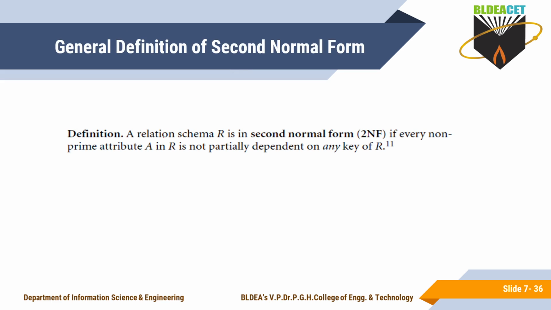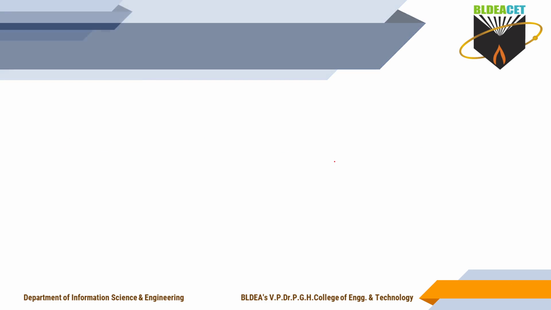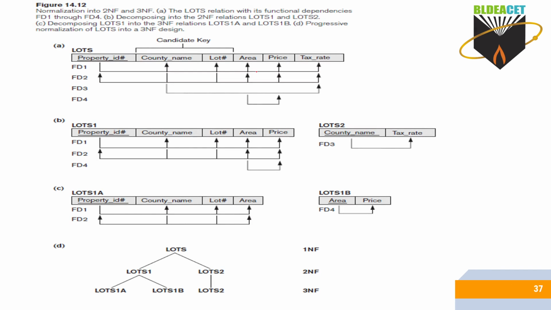A relation schema R is in second normal form if every non-prime attribute A in R is not partially dependent on any key of R. So in the full functional dependency, whatever term I used now, here you use in general that non-prime attributes are not partially dependent on any key. Now this is one more example, normalization into second normal form and third normal form.